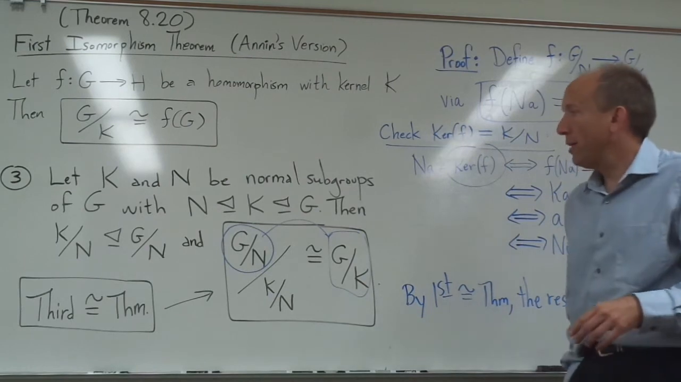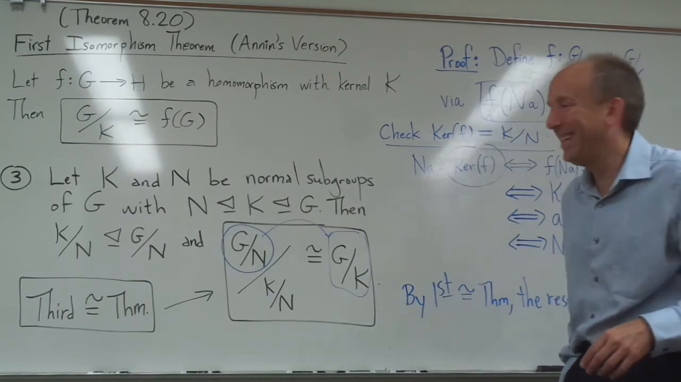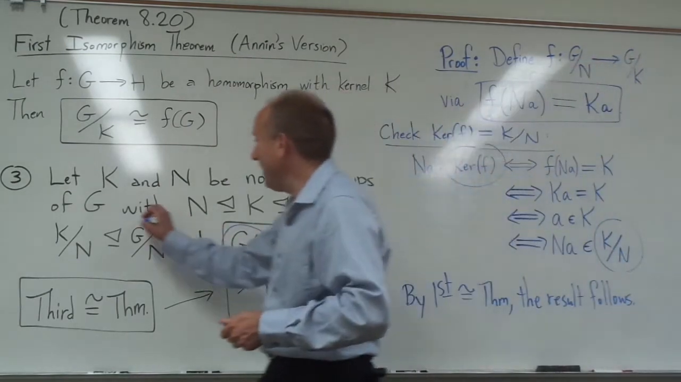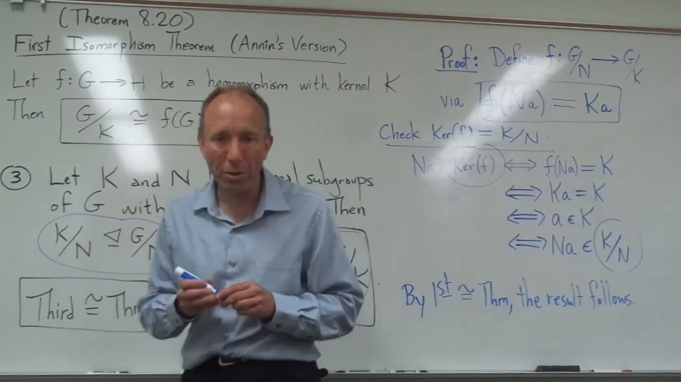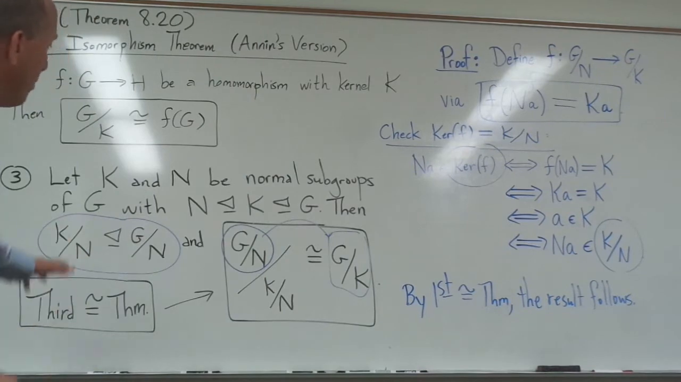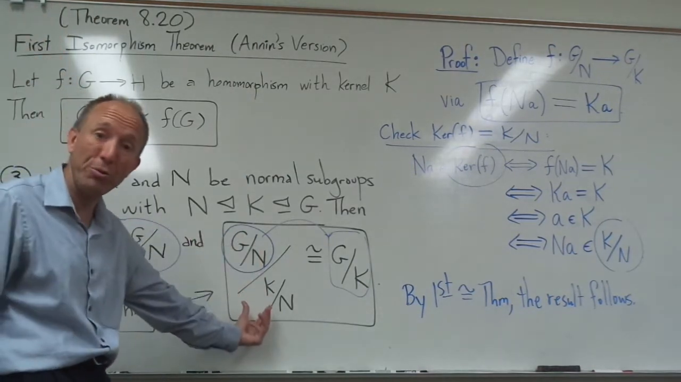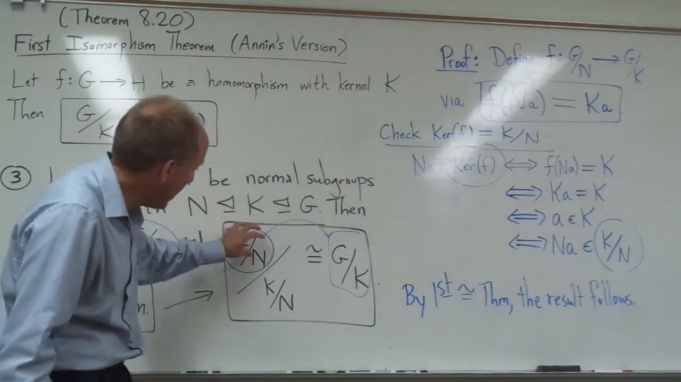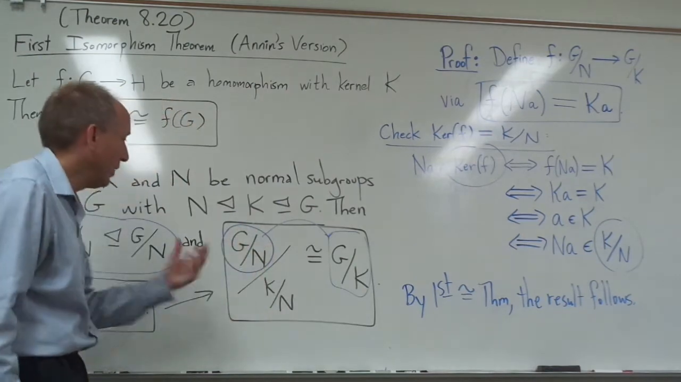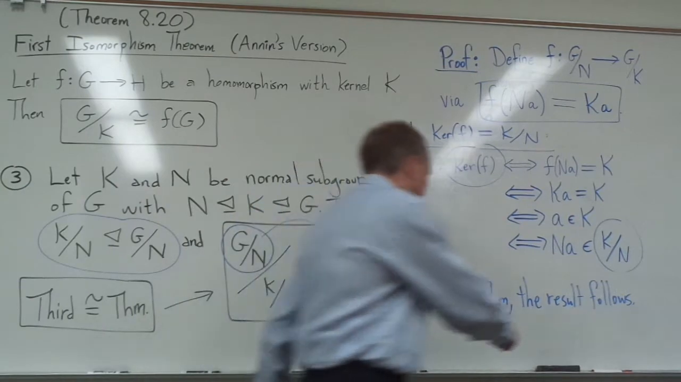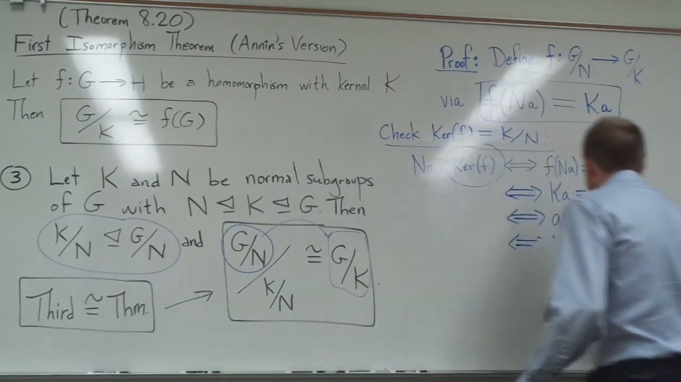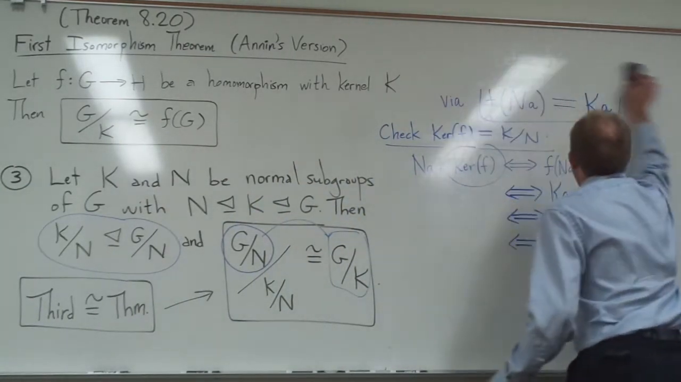You might have noticed I did forget to do something. Technically, I should have checked that K mod N is a normal subgroup of G mod N before I formed this quotient group. Technically, you can't form a quotient group unless the thing you're modding out by is a normal subgroup. Maybe you'd like to see me show that real quick.